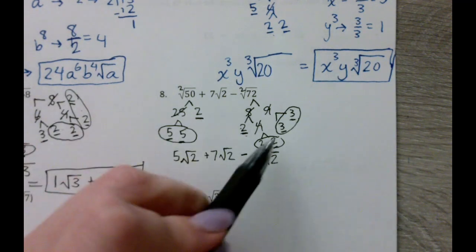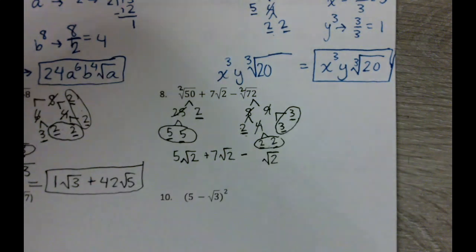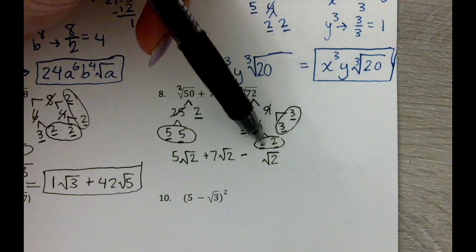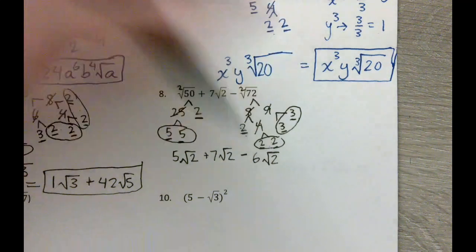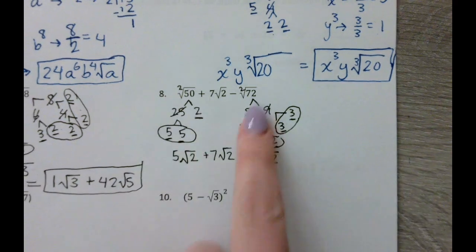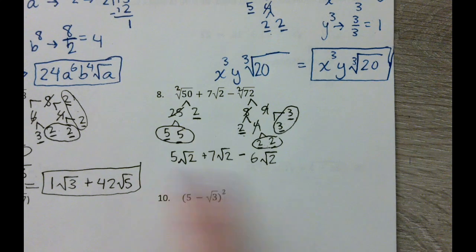And then I've got a pair of 2s and a pair of 3s. Remember, you multiply these together and put them on the outside. So this is 2 times 3, which is 6. So this time, when I broke all these down, I ended up with the square root of 2 on all of them. So all of these can be combined.